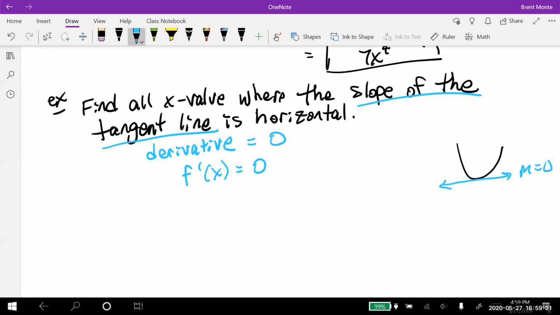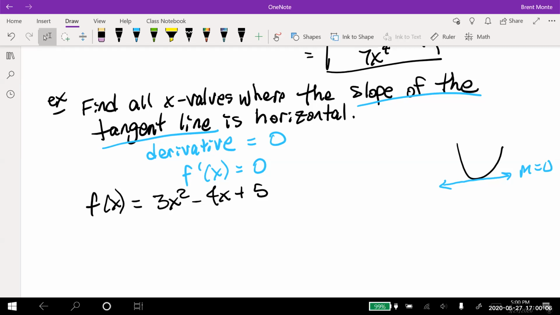That sentence, find all x values, I should have put an S there. Find all x values where the slope of the tangent line is horizontal could be rewritten to say, find all x values where the derivative equals 0. They don't write it that way because they want you to understand that's what it means. Okay, so let's go from there, and we're going to do one of these. So the function I'm going to give us, we'll just make it up, 3x squared minus 4x plus 5.